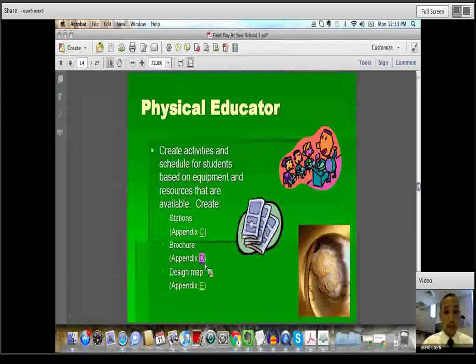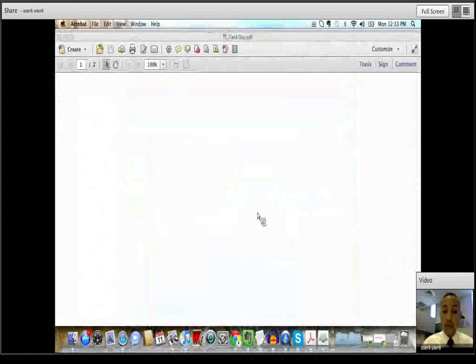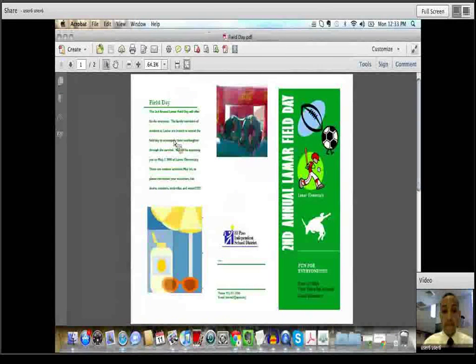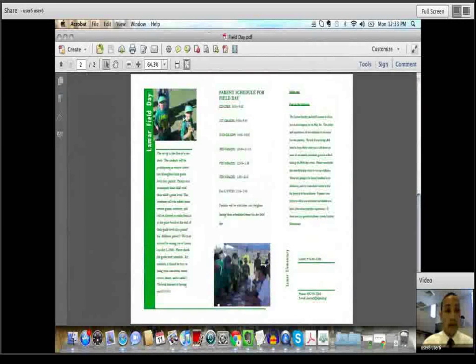The committee can also create a brochure for the day by denoting the date, the schedule for pre-K through fifth grade, and what the parents should expect and what to wear.